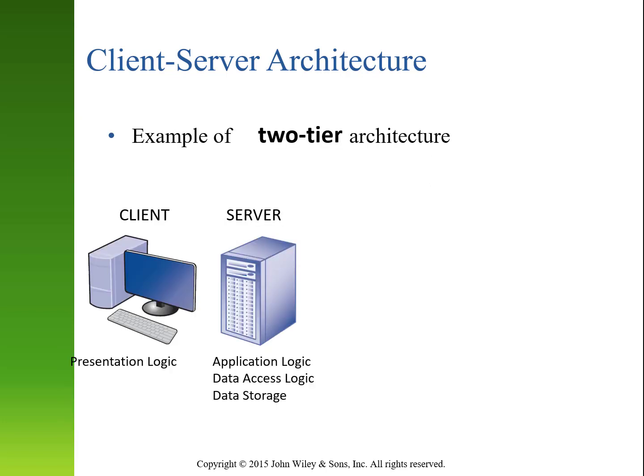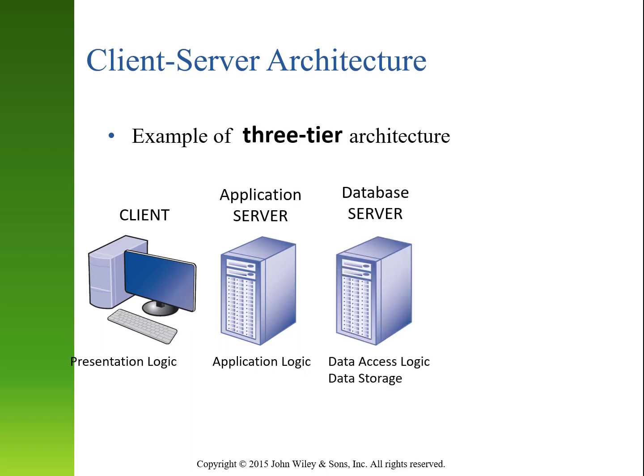With client-server architectures, there are a few subtypes of architecture that we can pursue. The oldest and simplest is the two-tier architecture, where you only have the client and a single server, and you're distributing the responsibilities between those two devices. In more sophisticated client-server architectures, we add an additional layer. You can see in this picture that the client is only responsible for presentation logic. There's a server that's responsible for application logic, and there's a different server that's responsible for data access and data storage.